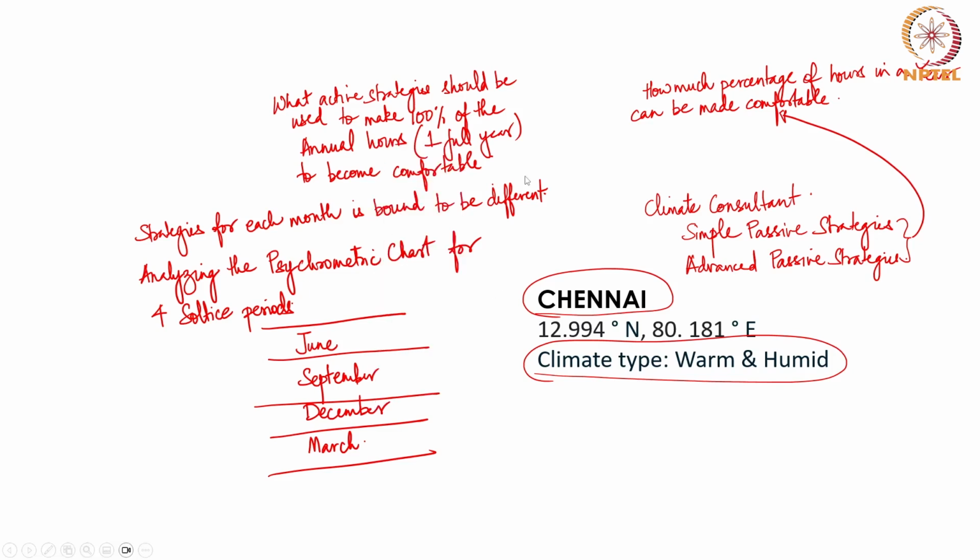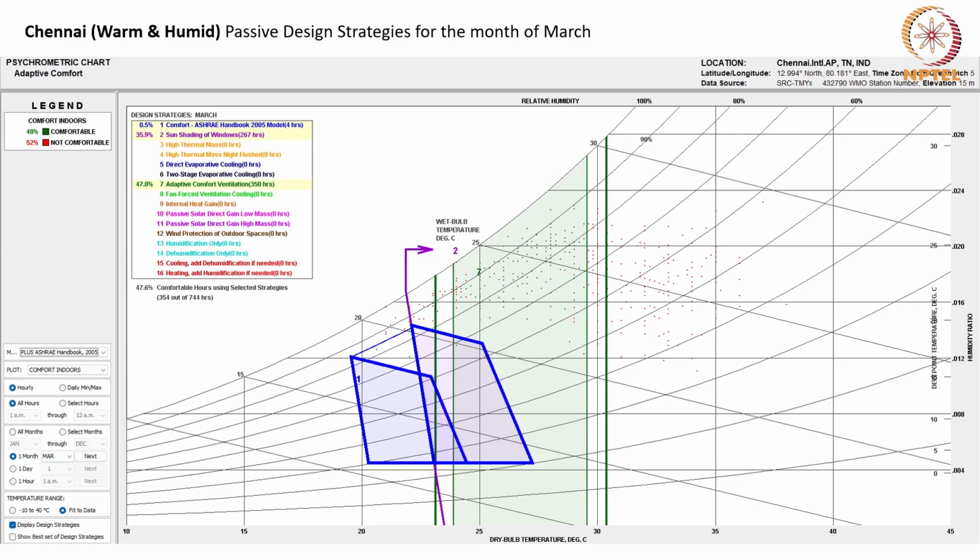So, if we look at Chennai, for adaptive comfort, this is how the psychrometric chart looks. I have already taught you how to arrive at this. Now, once you arrive at this, if we also use the ASHRAE Handbook 2005, then it shows that sun shading of windows alone will push 35.9% of hours to comfortable.